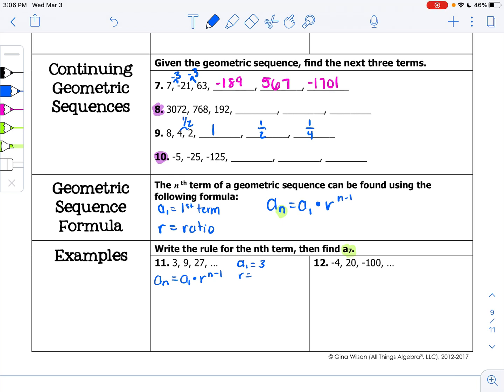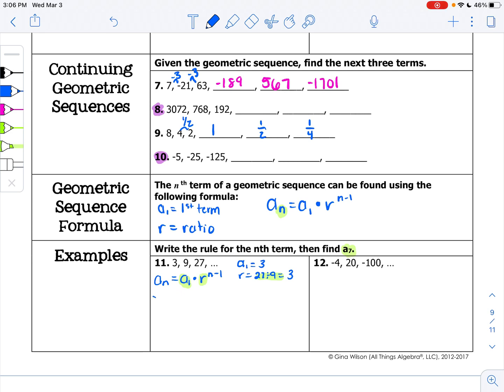And then r, to figure out what it is, we take 27 divided by 9. And 27 divided by 9 is 3. So r equals 3. So now that we know those two things, we're going to substitute them in our equation where A sub 1 and r are located.